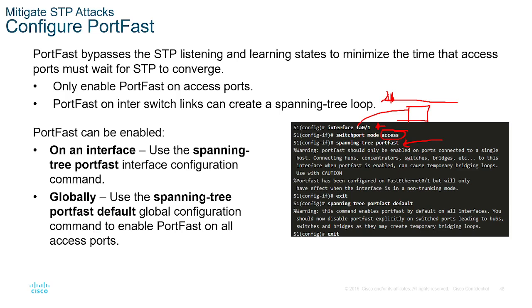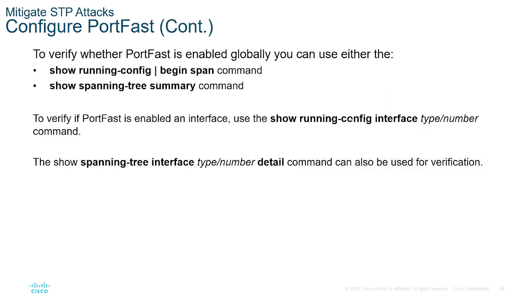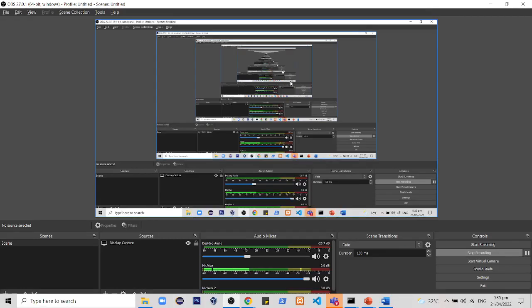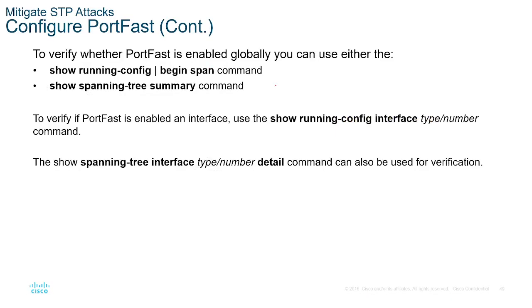Ibig sabihin lahat, from 01 to 24, by default kasi access na trunk. So, walang mangyayari. If selected ports lang, gumamit ka ng interface range ng lahat ng mga list of ports na gusto mong applyan ng PortFast. To verify whether PortFast is enabled globally, you can use either the show running-config | begin span o yung show spanning-tree summary. Makikita natin doon.